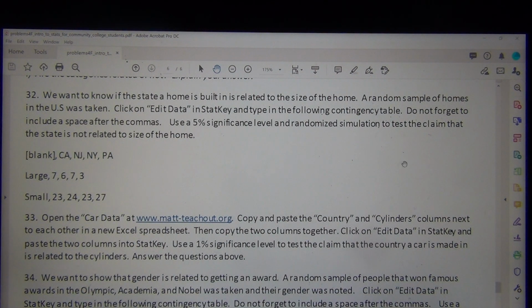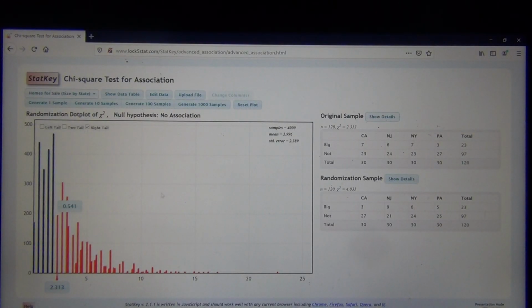Now, the claim is that they're not related. So the claim was the null hypothesis. When we failed to reject the null hypothesis, we actually failed to reject the claim. So our conclusion: there's not significant evidence. Remember, a high p-value is not significant evidence to reject the claim that the state a home is in is not related to the size. Okay?